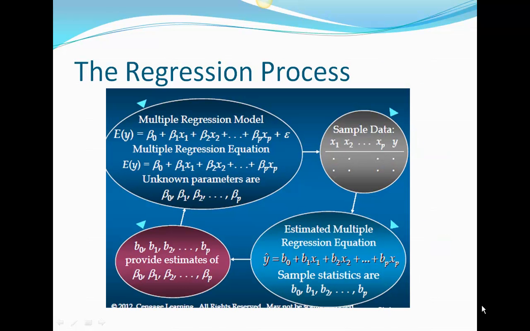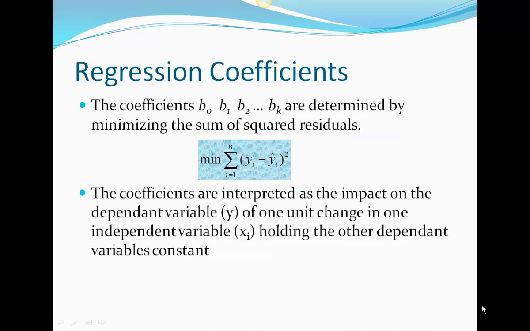So let's look at our regression process. You have some theoretical relationship. You believe that a series of independent variables x relate to a dependent variable y. So you use that to develop your regression equation. Then you gather sample data to attempt to estimate those unknown parameters. You estimate them by running this multiple regression, and you arrive with the b estimates of the population parameter betas.